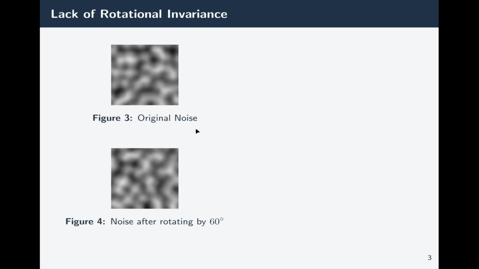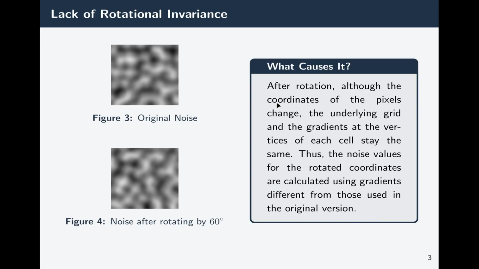Third, the lack of rotational invariance. As you can see in this picture, after rotating by 60 degrees, the noise pattern has changed from the original noise pattern. Why does it happen? Because after rotation, although the coordinates of the pixels change, the underlying grid and the gradients of the vertices of each cell stay the same. Thus, the noise values for the rotated coordinates are calculated using gradients different from those used with the original version.